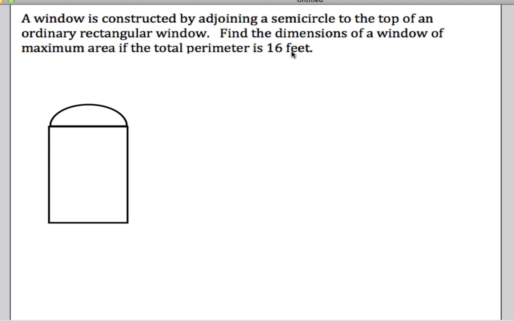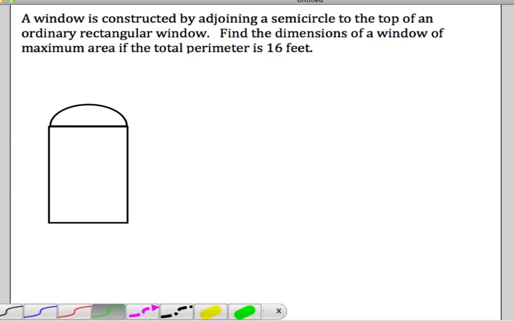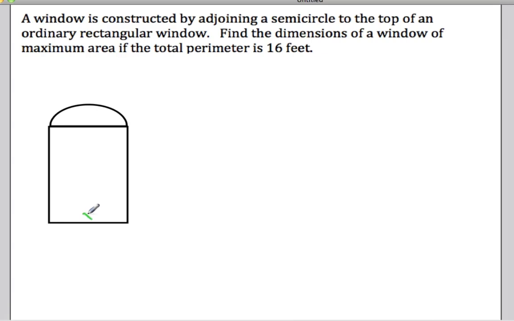Find the dimensions of the window with maximum area if the total perimeter is 16 feet. Okay, so this entire perimeter is 16 feet. So what is the perimeter? Well, let's say that this is a width of x and a height of y, which means the radius is x over 2.